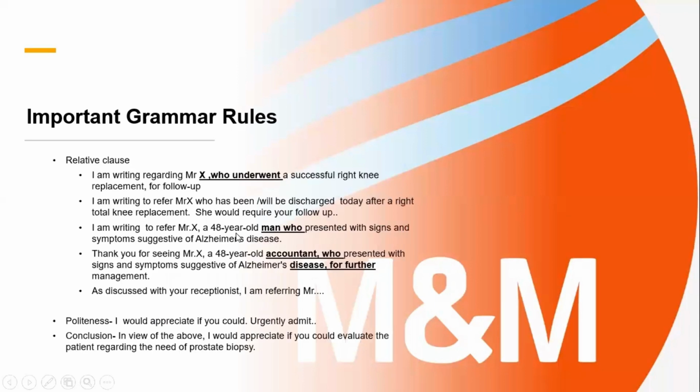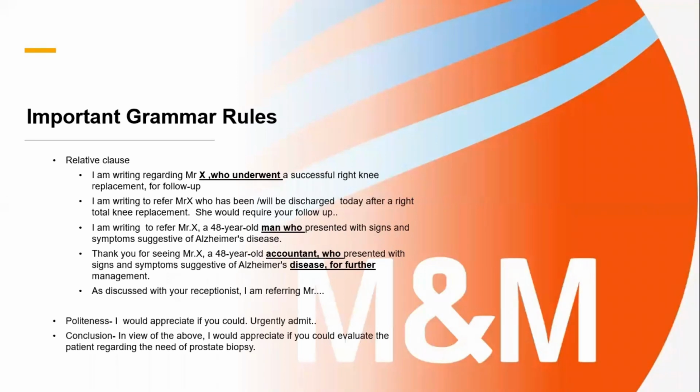So there are certain other rules of the grammar that we have to see. It is also important for you to understand certain components of the grammar, such as, if you can see the third one, I'm writing to refer Mr. Alex or X, a 48-year-old man who presented with. So now this, a 48-year-old man, is called an appositive noun. We can use this in the introduction to describe the quality of the noun.